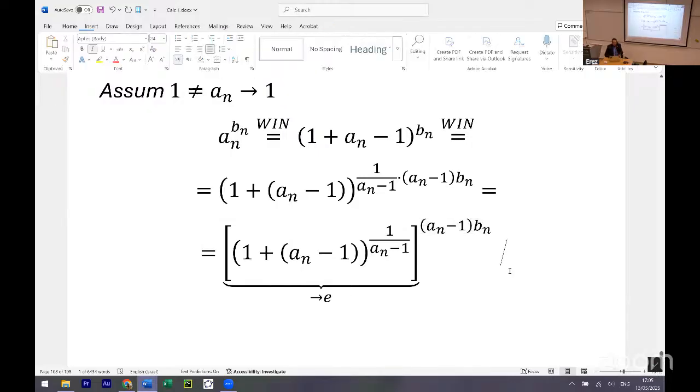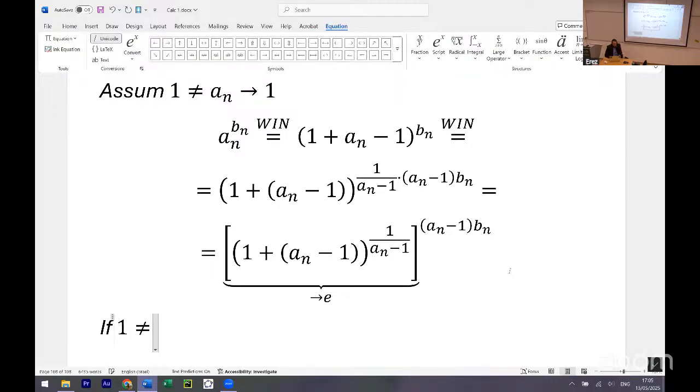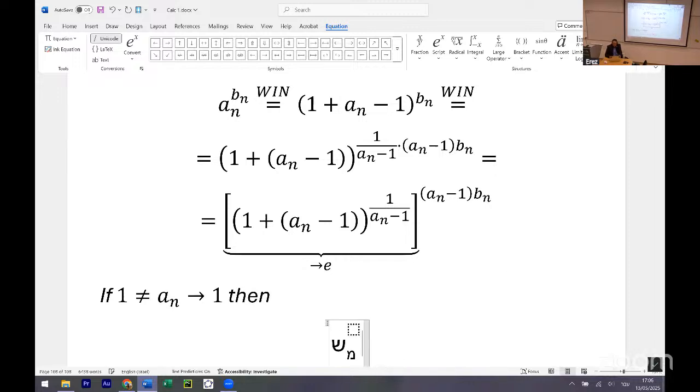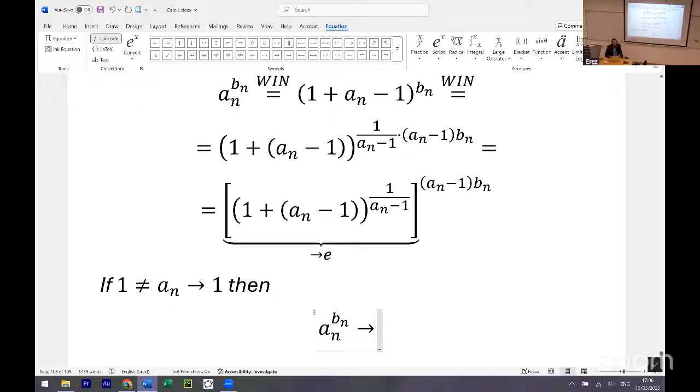And then the actual rule is that if an is different than 1 but tends to 1, then the limit of an to the power of bn is e to the limit of an minus 1 times bn.